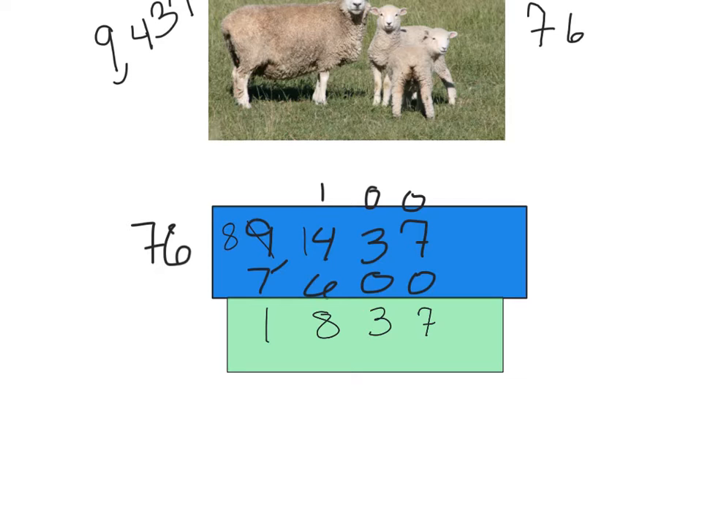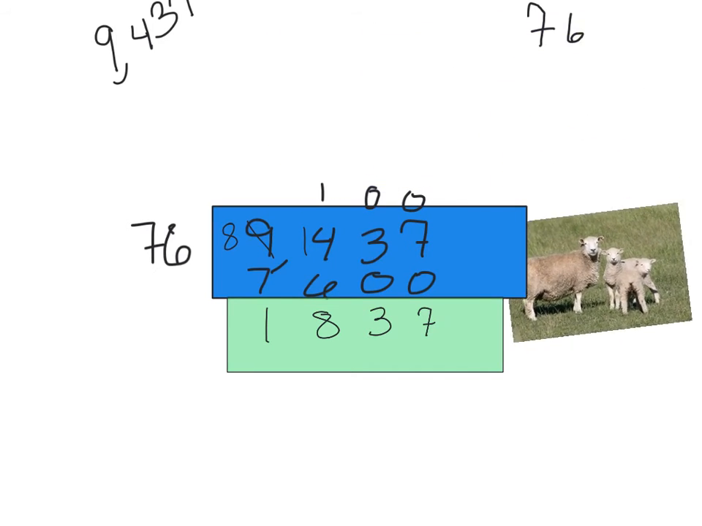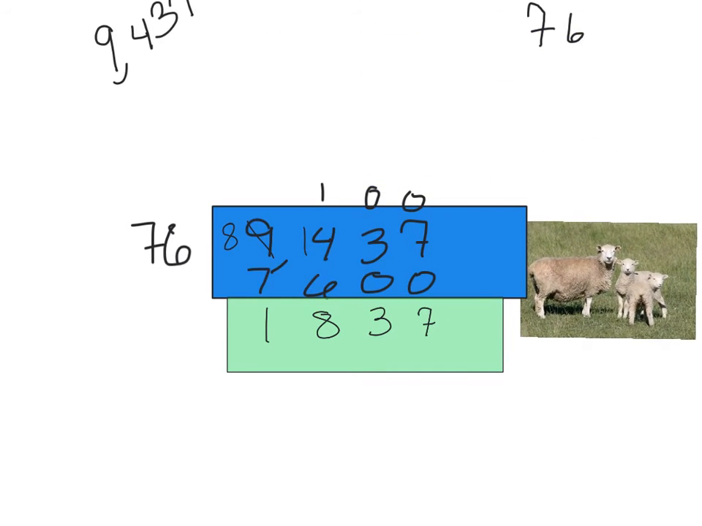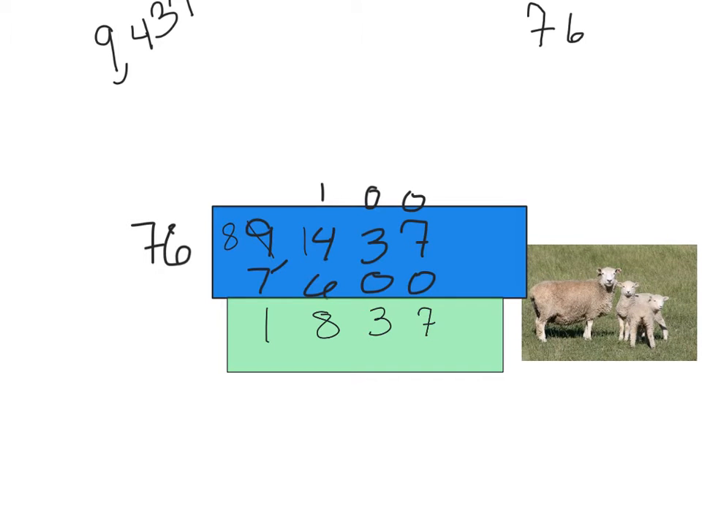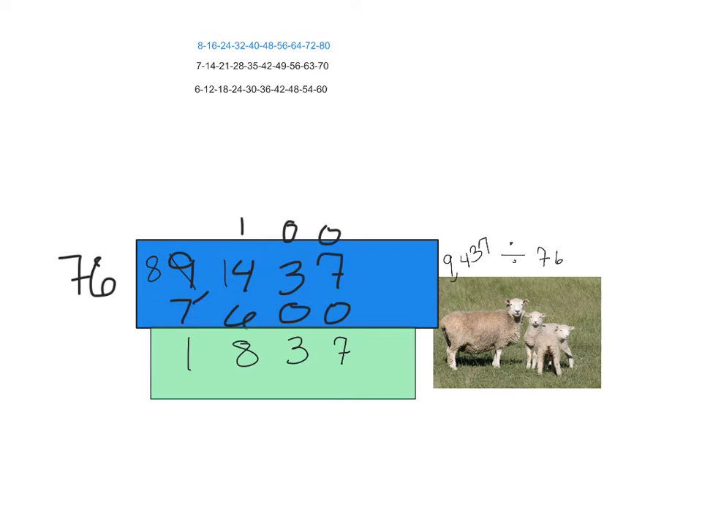Now before I do that, I'm going to grab this, shrink that, and put the little sheep right there, because they're really cute. And okay, so I moved the 9,437 divided by 76 over here as well. So now, as you see, I have room.